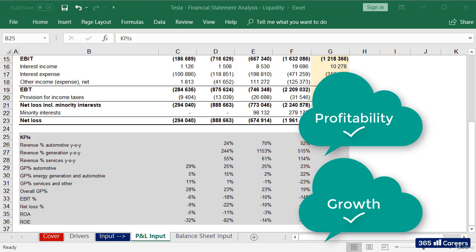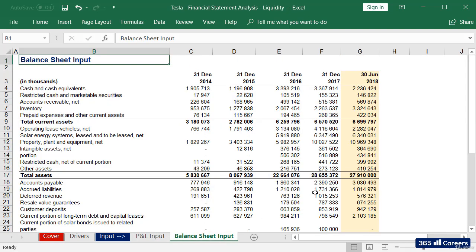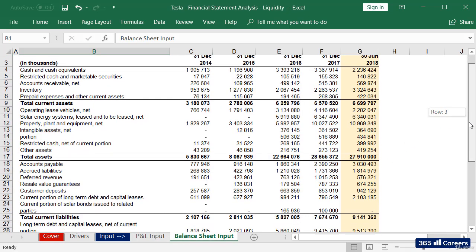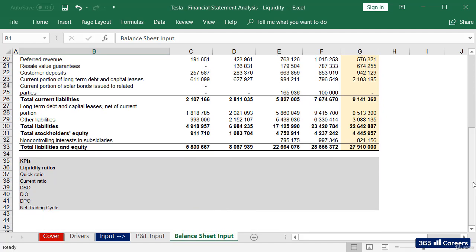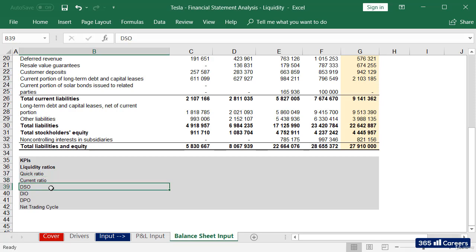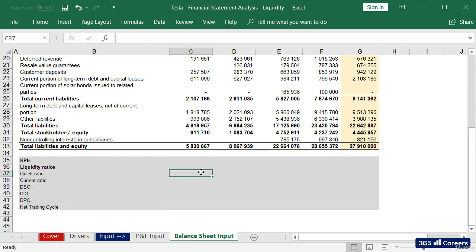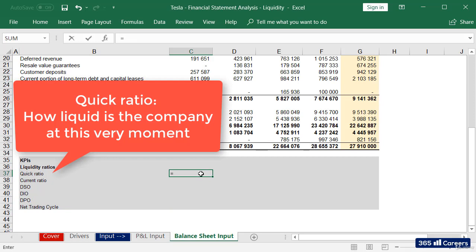We are doing great. Now that we've analyzed Tesla's growth and profitability, let's go ahead and take a look at a few ratios that will tell us more about the company's liquidity. To be precise, I would like to go through Tesla's quick ratio, current ratio, days sales outstanding, days inventory outstanding, and days payable outstanding.